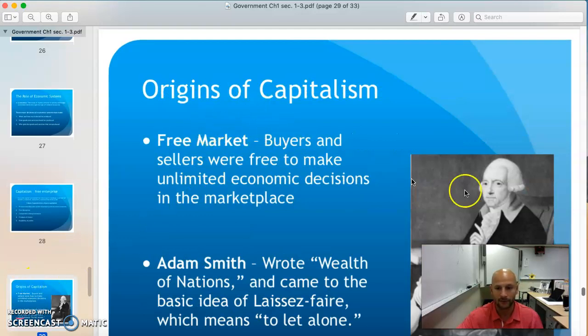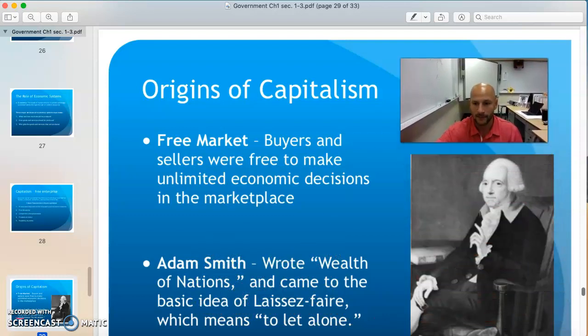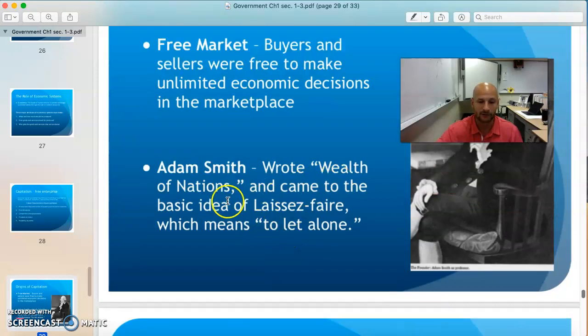Where did capitalism come from? A guy by the name of Adam Smith, as you can see here. Let me move my screen. That's what he looks like. Adam Smith wrote a book called The Wealth of Nations, which explained what capitalism was. In his book, he talks about the free market, where buyers and sellers were free to make unlimited economic decisions in the marketplace. You can spend your money on whatever you want. He came to the basic idea of a laissez-faire society, and this is on your test: laissez-faire, which means the government lets it alone.